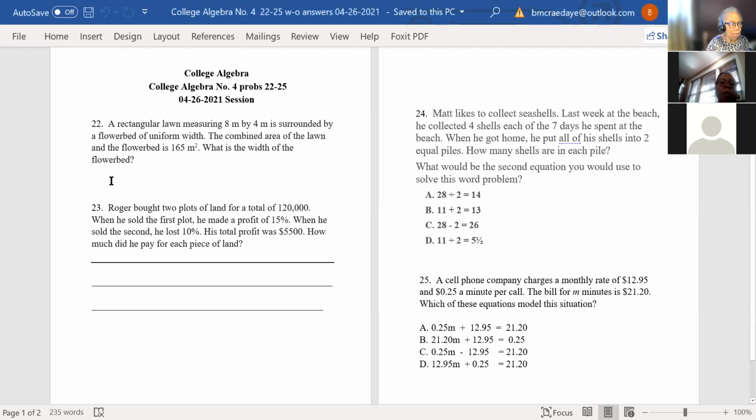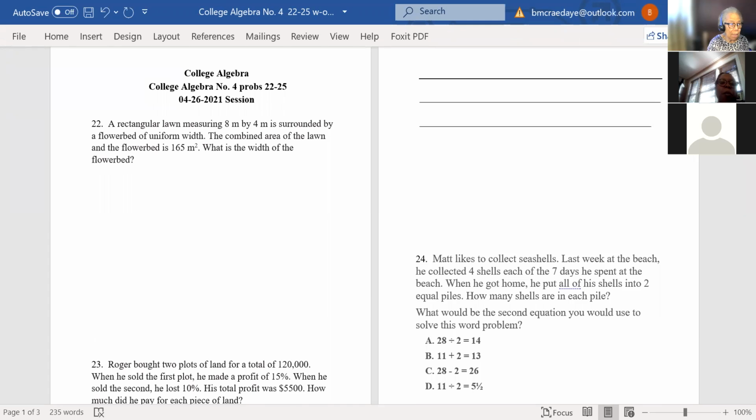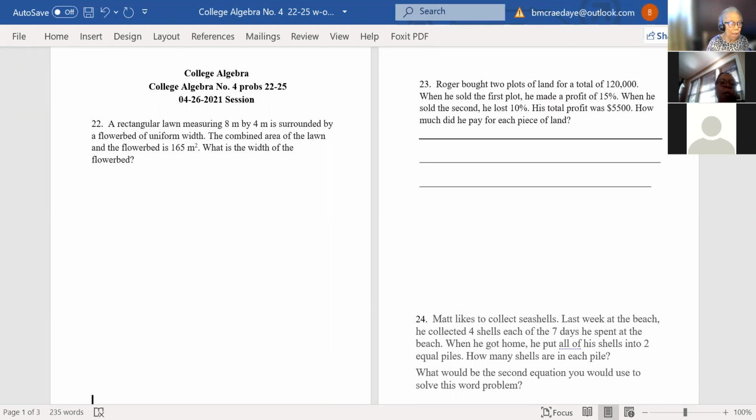I think I gave you a little diagram of that, but I'll explain that you have a flower bed and you have a lawn. The flower bed is around the lawn and they're giving you what the lawn measures, and they'll give you the combined area of the lawn and the flower bed. And we know area. What is area? Length times width. Very good. Area's length times width, always in square units. That's why you see the combined area of the lawn and the flower bed is 165 square meters. And we are to find the width of the flower bed.